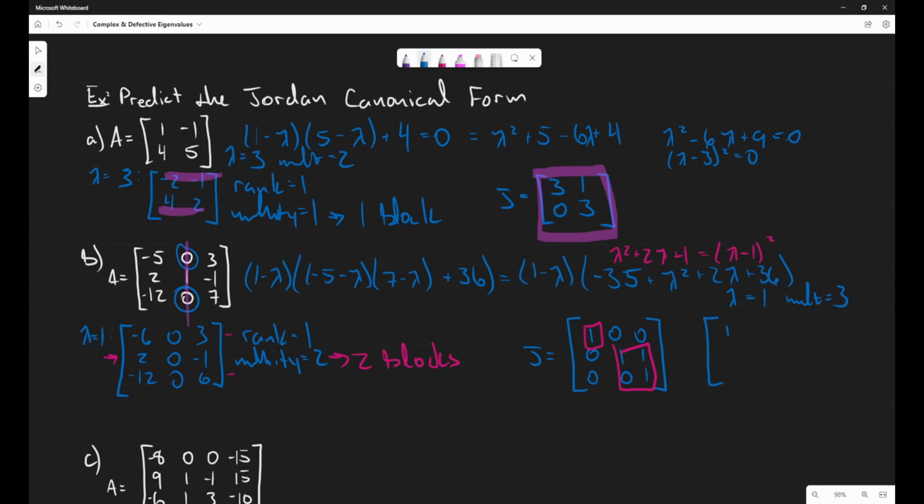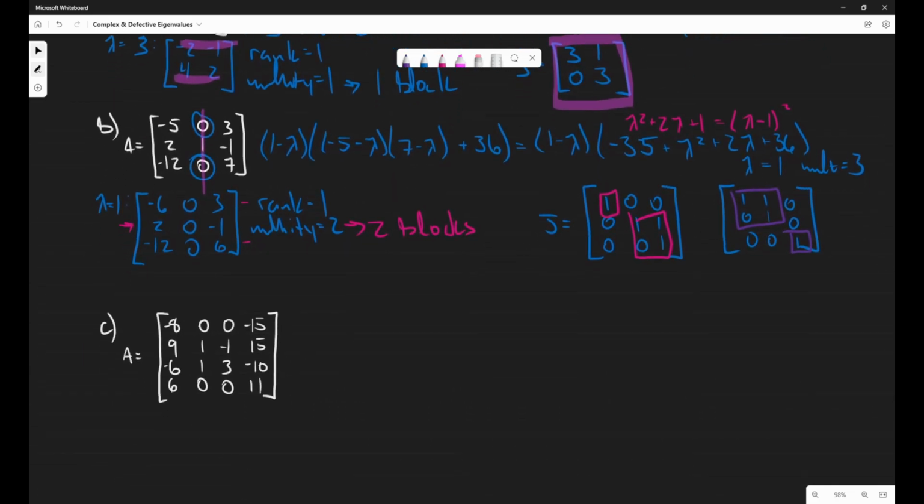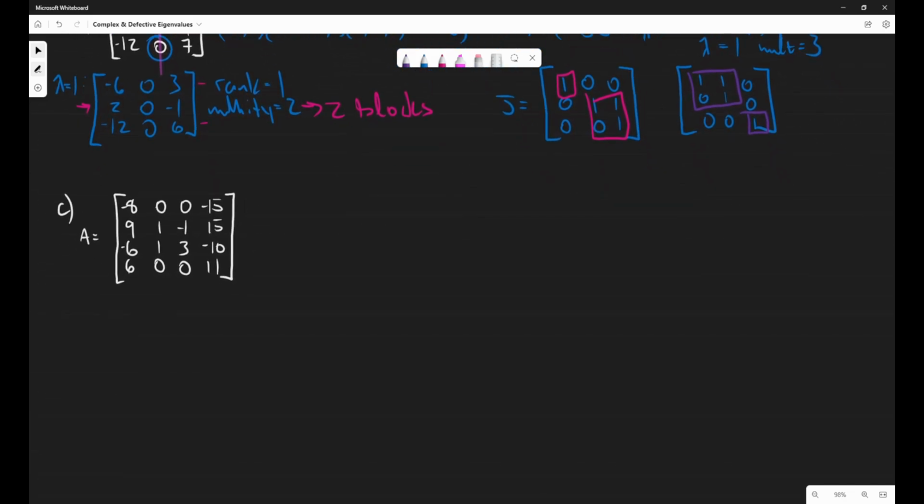So we have 1 0 0, 1 1 0, then 0 0 1. We'll have our 2 by 2 block here, and then our 1 by 1 block here. And so the number of blocks just tells you how many total blocks with respect to that eigenvalue we're going to have. And so our last example will give you a much more clear idea. And so again, it's the same thing.